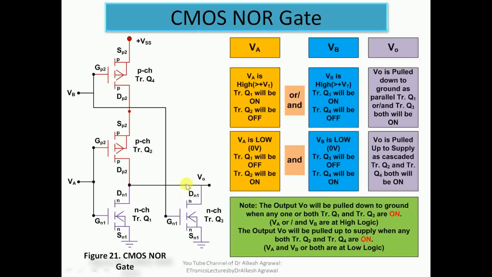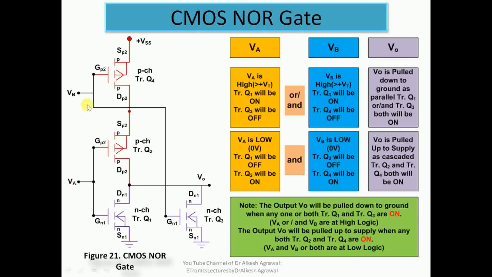So now we can see, when VA is given a high logic, and VB is given a low logic, transistor Q1 will be on, and transistor Q3 will be in cutoff mode. So since transistor Q1 is on, output is pulled down to ground. So we get a low logic.